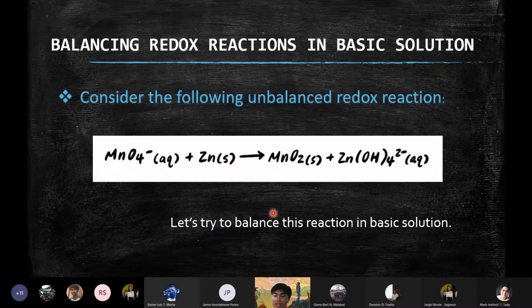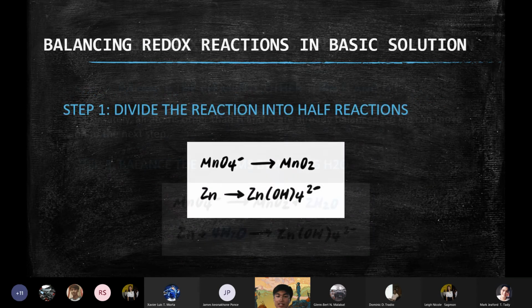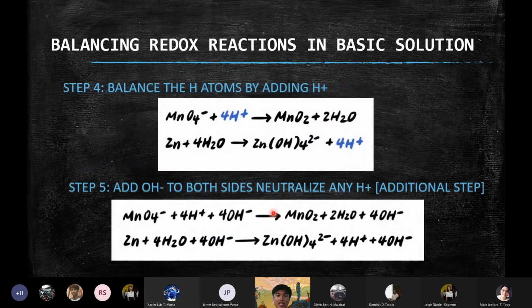The same example is given. Here, we were able to divide this into two half reactions earlier, and the elements other than H and O are all balanced already. We balanced the O atoms earlier, and balanced the H atoms by adding H plus. The additional input I will be telling you in order to balance a redox reaction in basic solution is step 5. We will start with step 5.